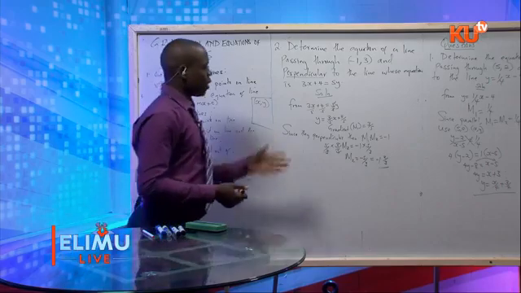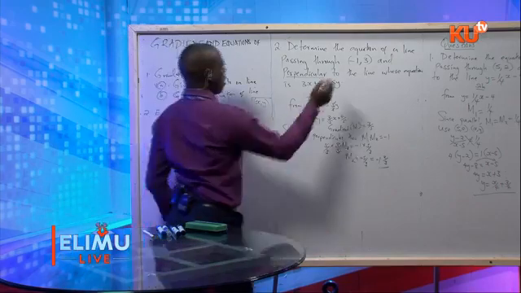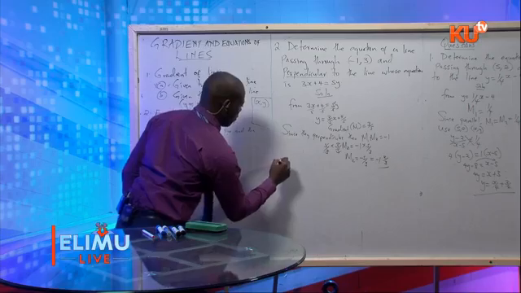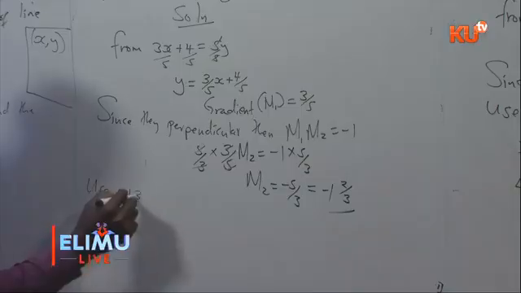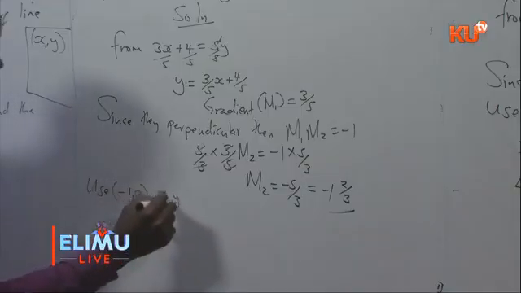And so we need the equation, not the gradient. And so we go back to this point. We use the point (-1, 3) and (x, y).